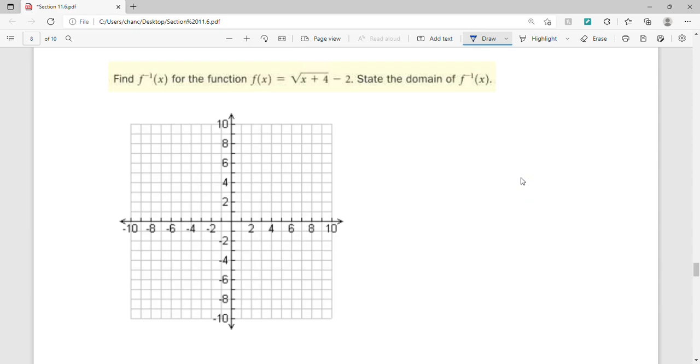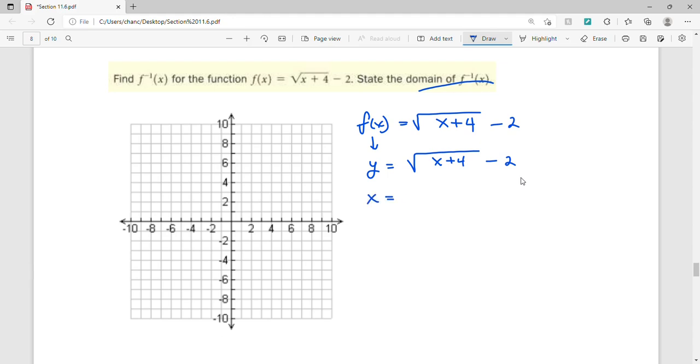In the next exercise, let's find the inverse function for f of x equals the square root of x plus 4, minus 2. And we also want to state the domain of the inverse function. The first step is, again, we want to replace that f of x with the letter y. So we'll do that now. This is y equals the square root of x plus 4, minus 2. And then you're going to have to swap the letters. We'll replace this y with an x and this x with a y.